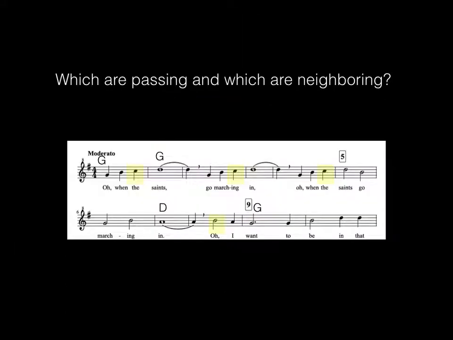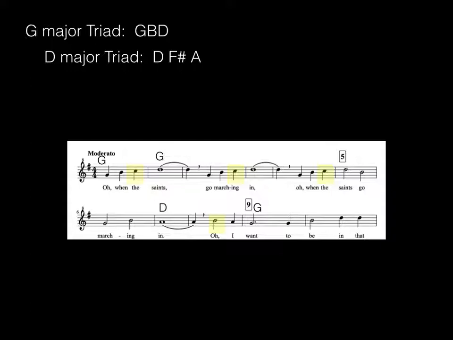But first, let's look at "O When the Saints Go Marching In." Now, I've highlighted in yellow the dissonances, the non-chord tones. And let's think about which are passing and which are neighboring. So this example here goes between a G major triad as the underlying harmony and a D major triad as the underlying harmony. And let's remember that a G major triad is G, B, and D, and a D major triad is D, F sharp, and A.